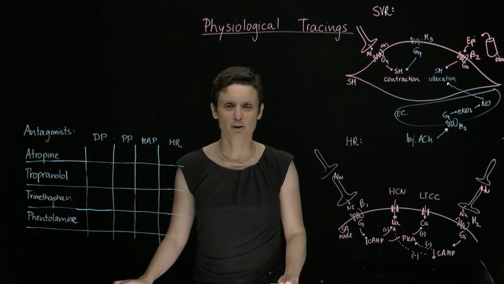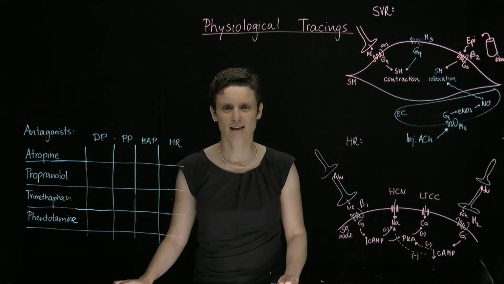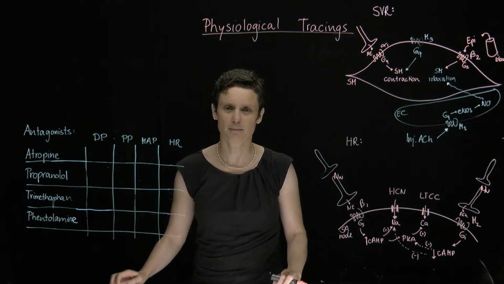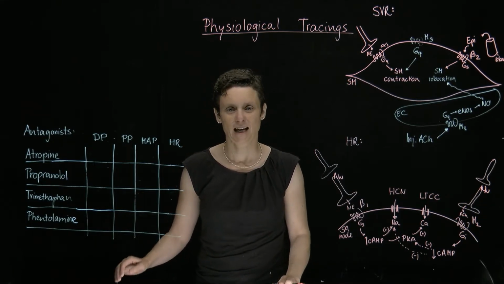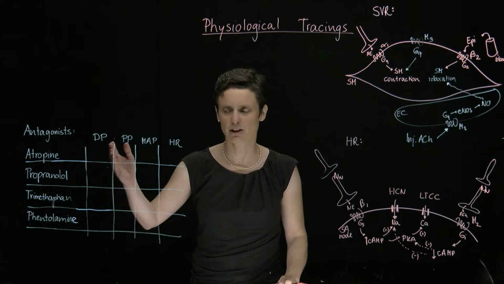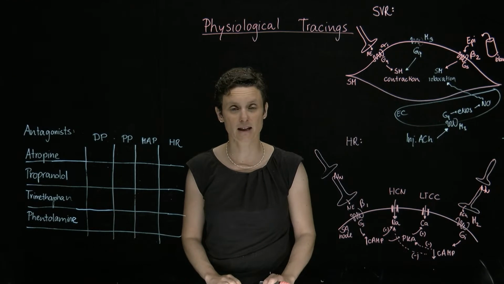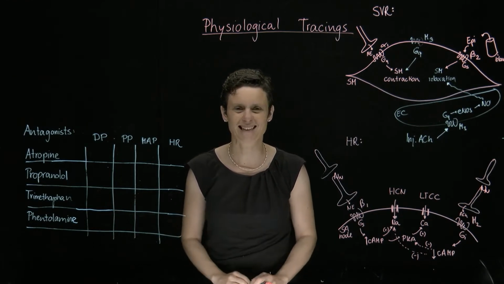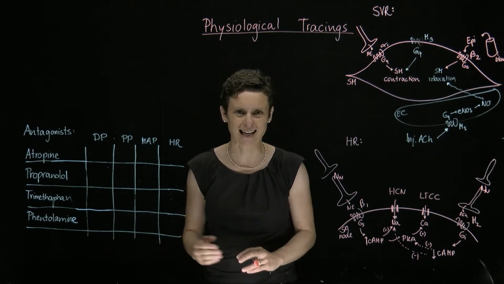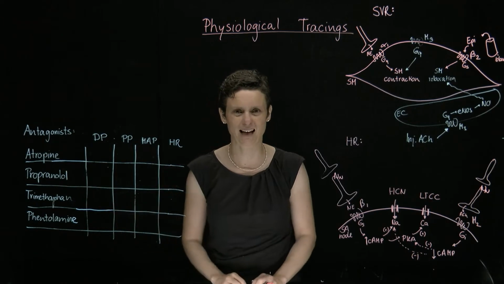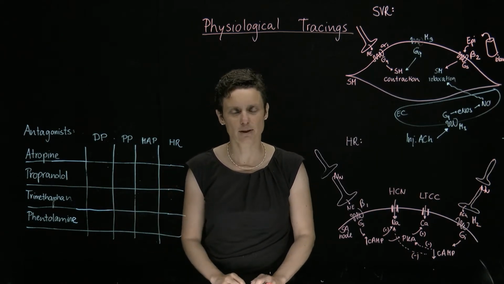So now I'm going to walk you through a couple of antagonists, and we're going to discuss how they appear on physiological tracings. And again, we're going to look at diastolic pressure, pulse pressure, mean arterial pressure, and heart rate, and going to together predict the responses and also discuss how that looks on the classical responses to each of these antagonists. So we're going to start with atropine.